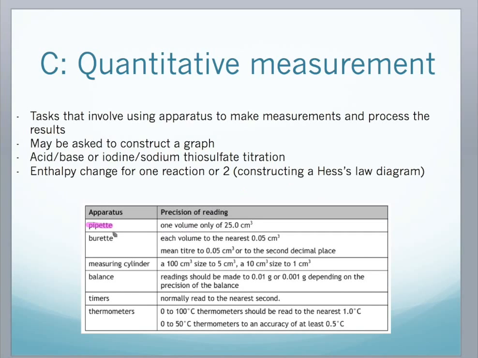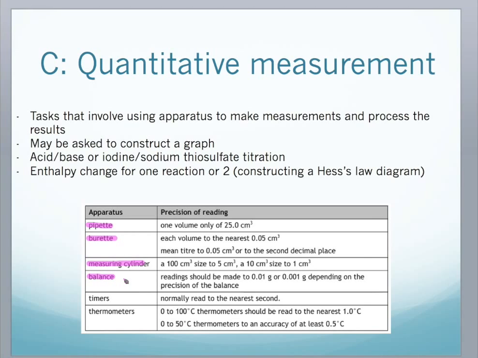For the titration, you'll be using a burette. Each volume is read to the nearest 0.05 cubic centimeters. You'll be using a measuring cylinder, so you can have 100 centimeters cubed or 5 centimeters cubed, depending on what you're being asked to do.